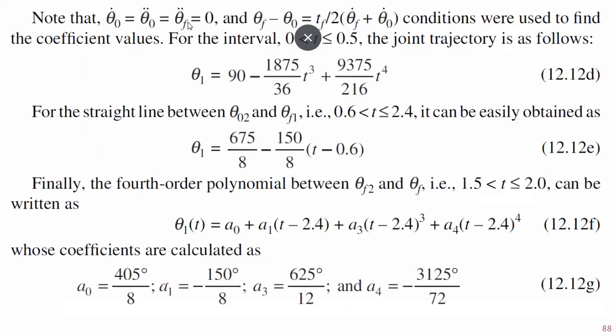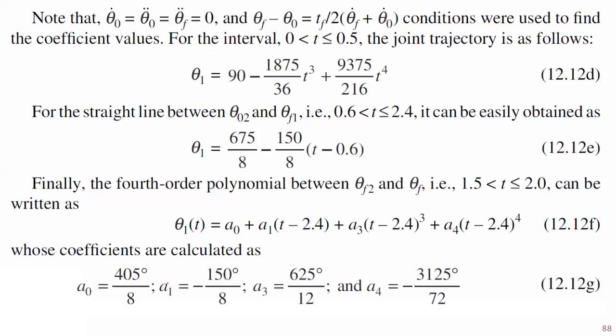Note that theta naught dot, theta naught double dot, and theta f double dot is equal to 0, and theta f minus theta naught is equal to tf divided by 2 into bracket theta f dot plus theta naught dot. Conditions were used to find the coefficient values for the interval 0 less than t less than equal to 0.5. The joint trajectory is as follows. Theta 1 is equal to 90 minus 1875 divided by 36 into t cube plus 9375 divided by 216 into t raised to 4. For the straight line between theta 02 and theta f1, that is 0.6 less than t less than equal to 2.4, it can be easily obtained as theta 1 is equal to 675 divided by 8 minus 150 divided by 8 into bracket t minus 0.6.